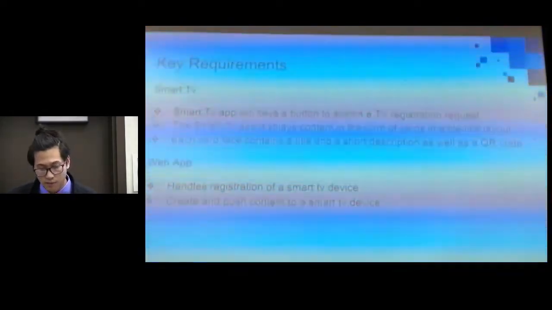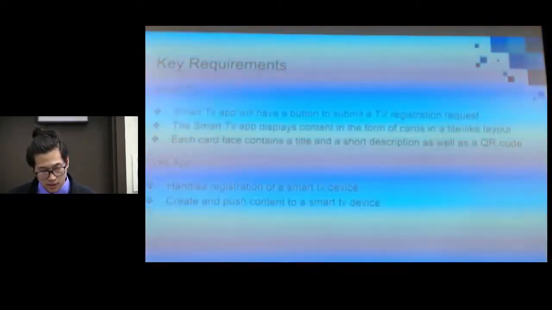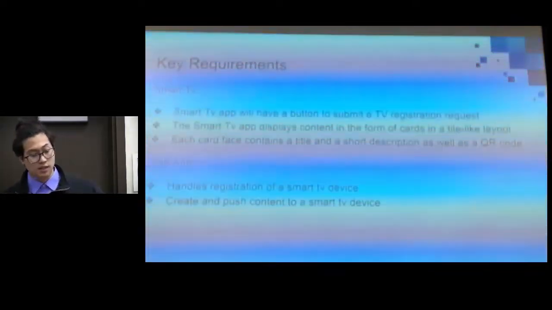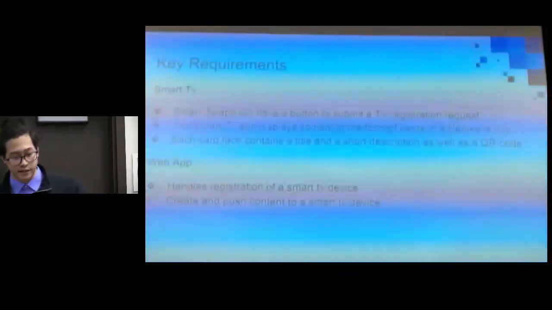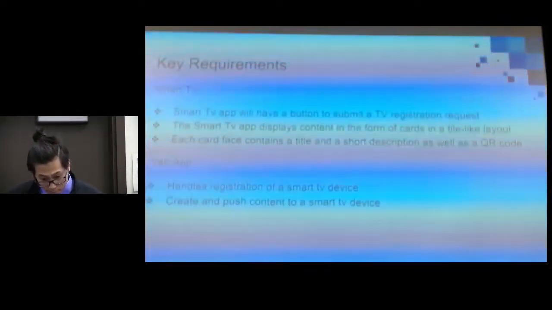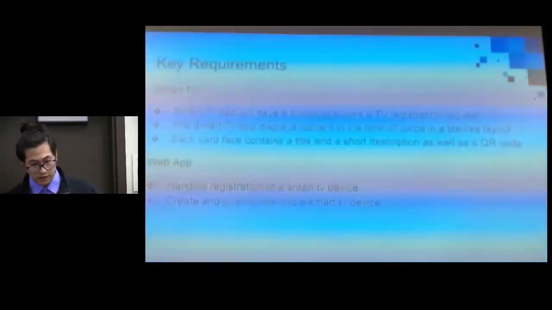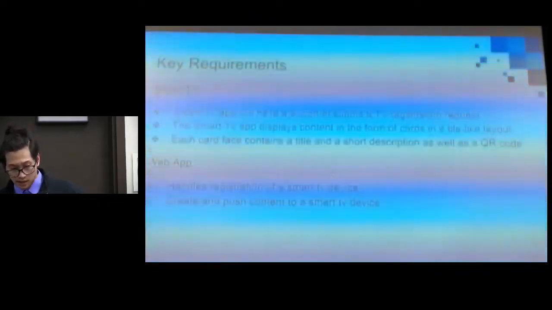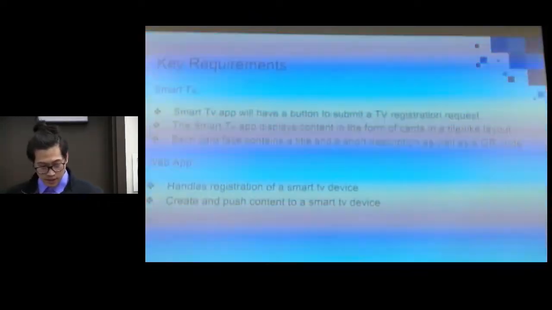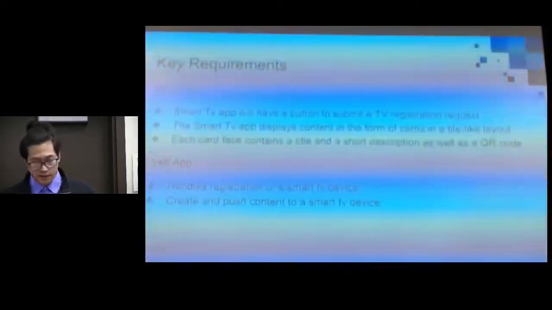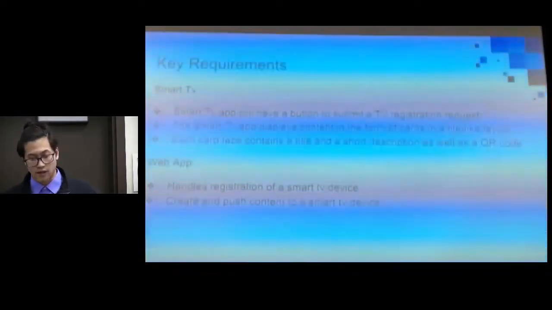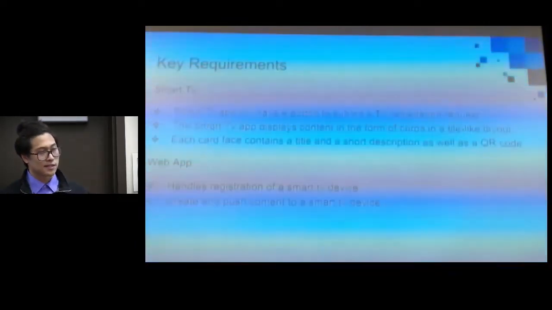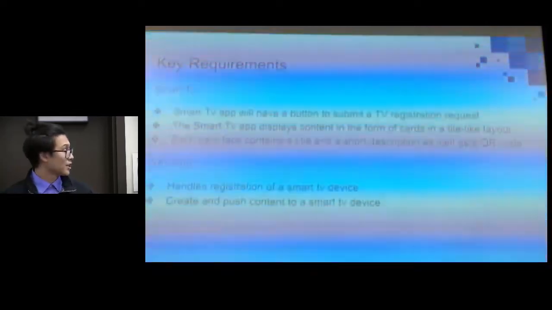So for the requirements, we wanted to grab the key requirements that describe the key behavior of our system and highlight them. The smart TV will have a functionality that submits a TV registration request. And the smart TV will also display the content in the form of a card in a tile-like layout. Each of these cards contains a title, a description, and also a QR code.